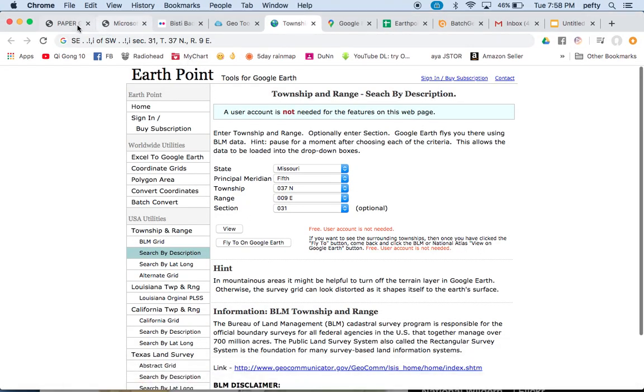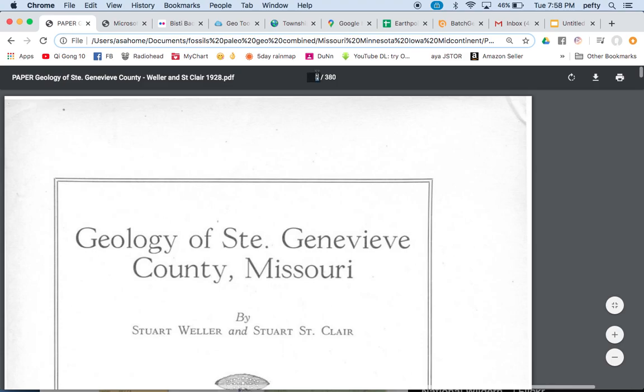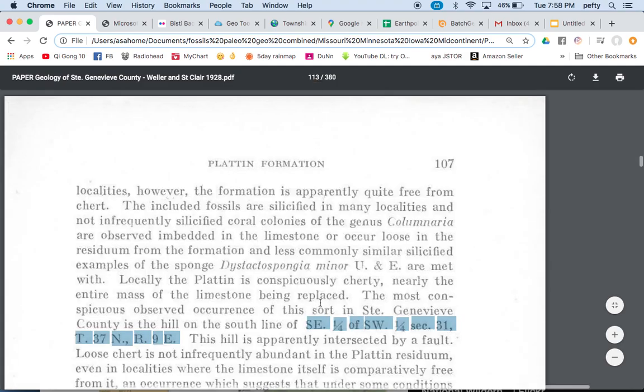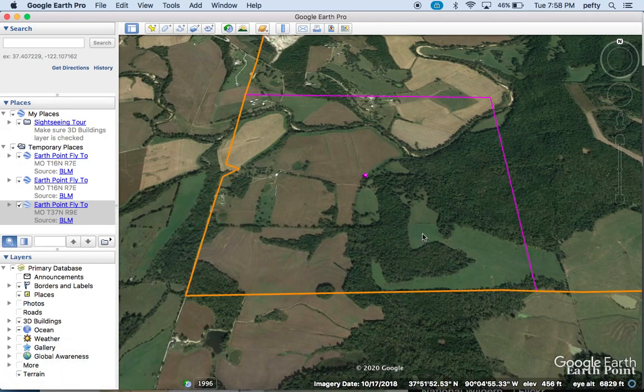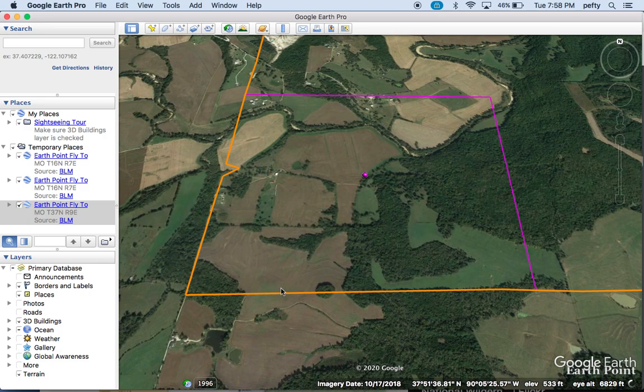I got to go back to the original. Southeast quarter of the southwest quarter. And sometimes that of is missing, but you still read it the same way. The first thing, southeast quarter of the southwest quarter. Because if you get those backwards, you'll end up in the wrong spot. So the southeast quarter of the southwest quarter here in Google Earth. So the southwest quarter is this part here. And then the southeast quarter of that is just this part here.